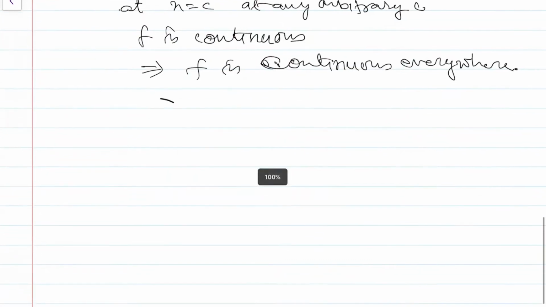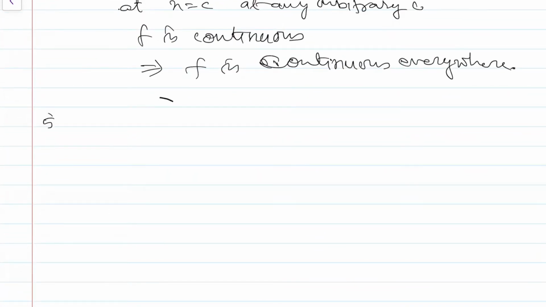Now let us see a piecewise function. Question number 5 is the function f defined by f(x) is equal to x if x is less than or equal to 1, is equal to 5 if x is greater than 1.